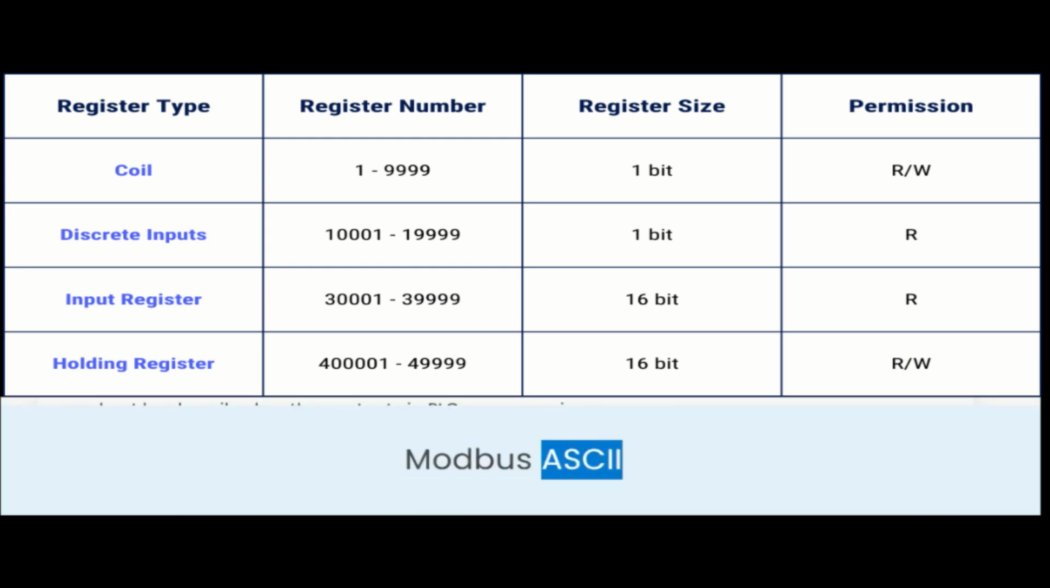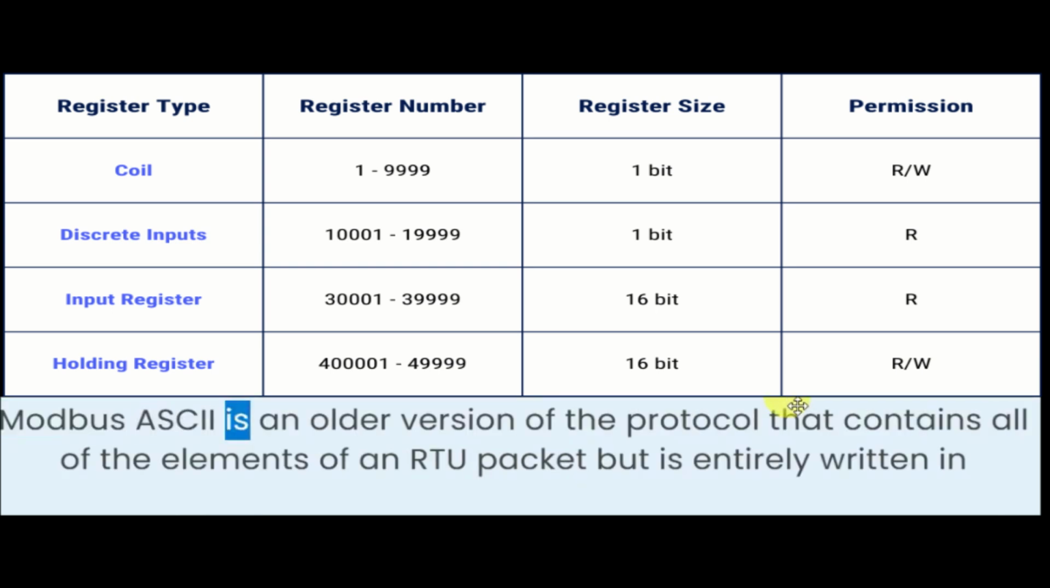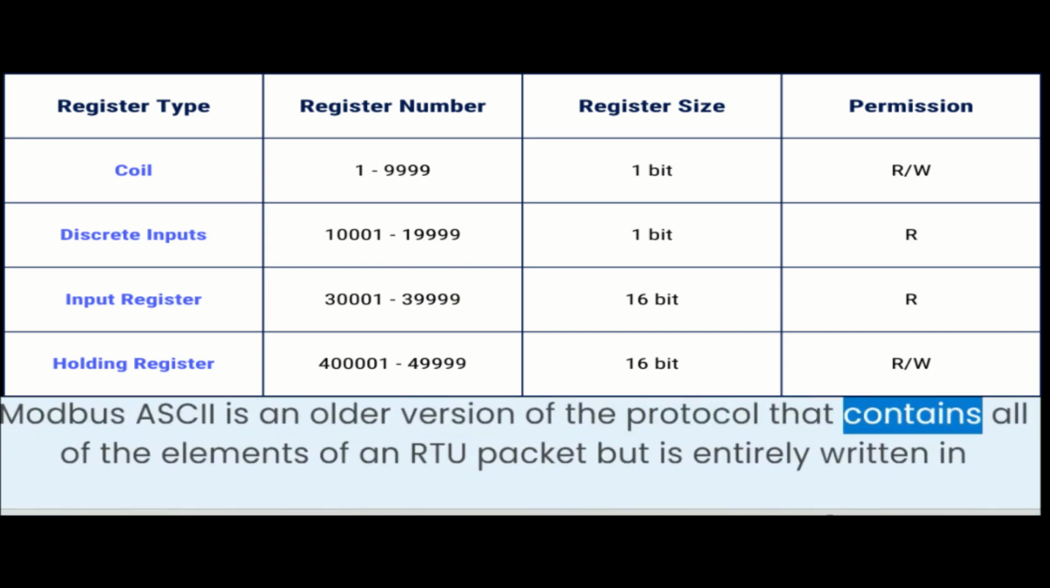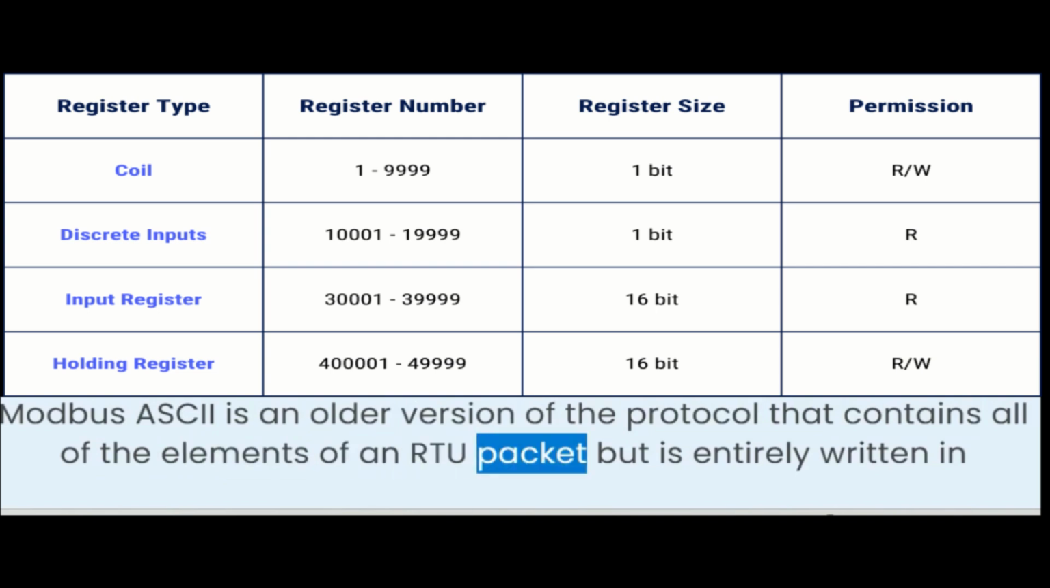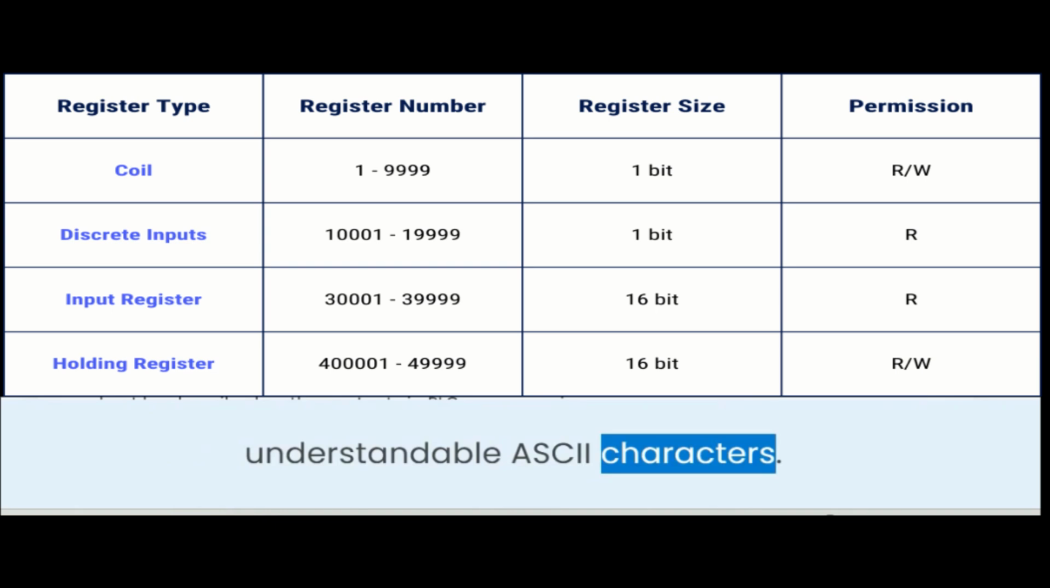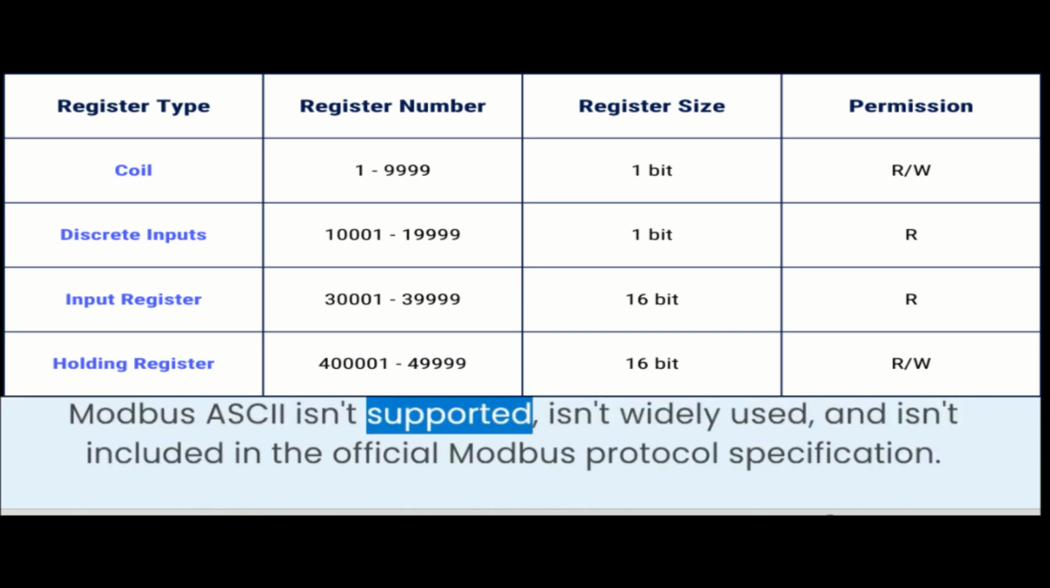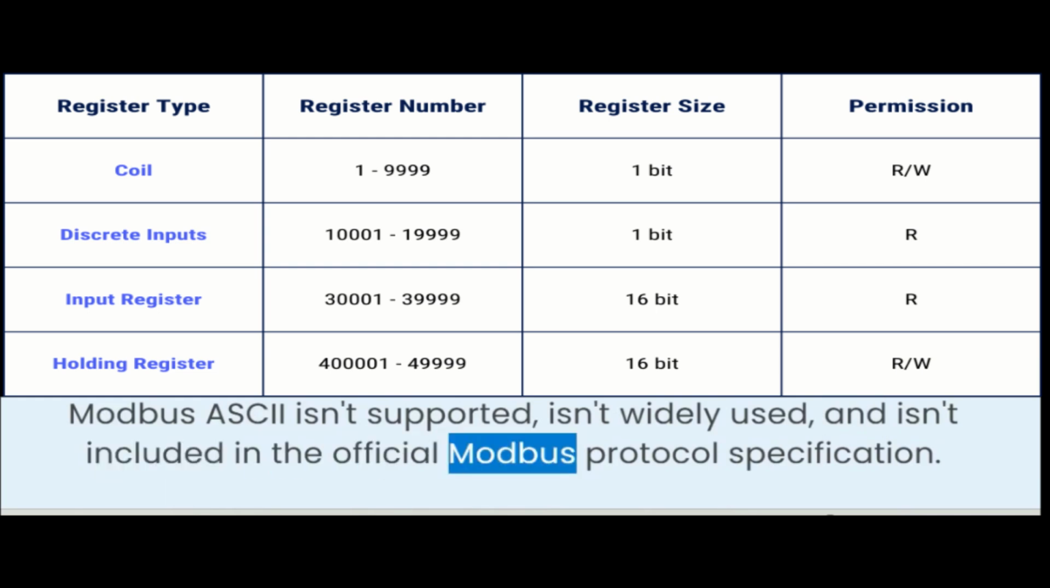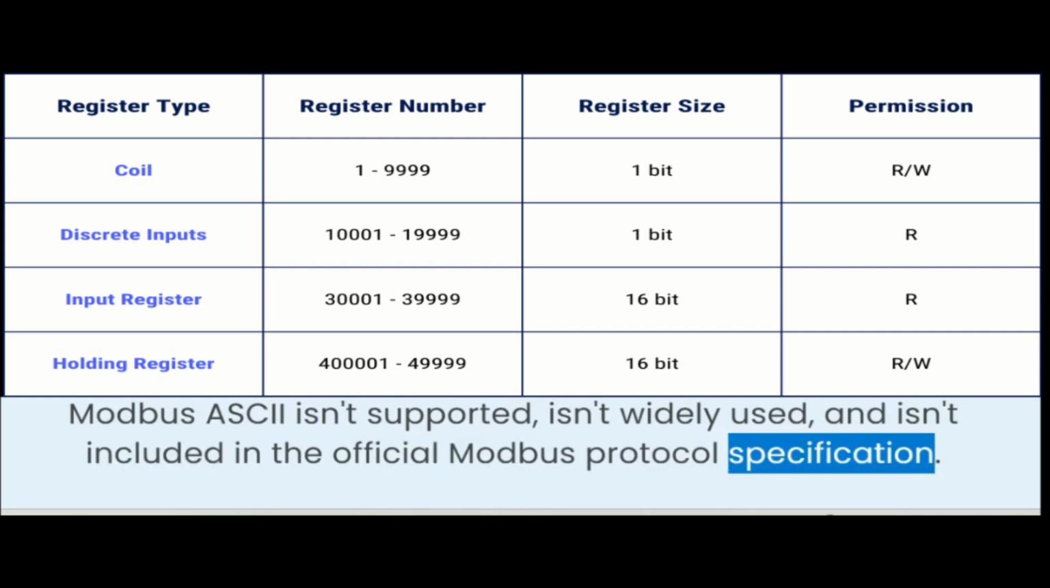Modbus ASCII. Modbus ASCII is an older version of the protocol that contains all of the elements of an RTU packet but is entirely written in understandable ASCII characters. Modbus ASCII isn't supported, isn't widely used, and isn't included in the official Modbus protocol specification.